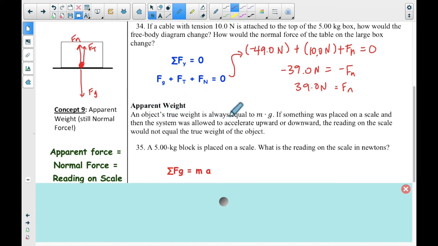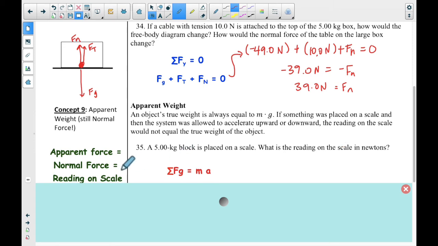So the object's true weight is always mass times gravity. That's always what the true weight is. But then if we do something to it, like we tilt it or we pull it or things like that, then the weight, the reading on the scale is going to change. So if something was placed on a scale and then the system was allowed to accelerate upward or downward, the reading on the scale would not equal the true weight of the object. And so that's kind of what we were touching on here, is we're changing that apparent weight, what the reading on the scale is.